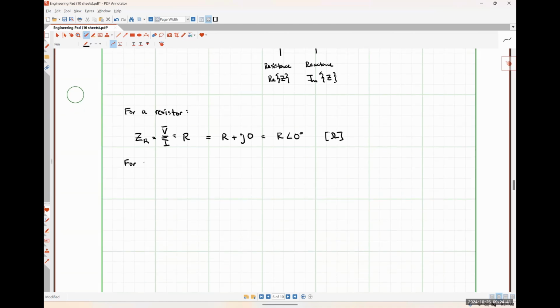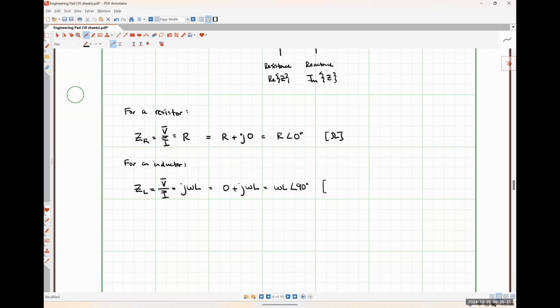Now let's look at an inductor. Going back in our notes, what should V over I be for an inductor? j omega L. So in rectangular form, this is going to look like 0 plus j omega L, and in polar form, this is going to look like omega L with an angle of 90 degrees.